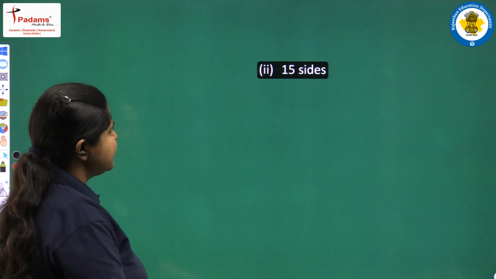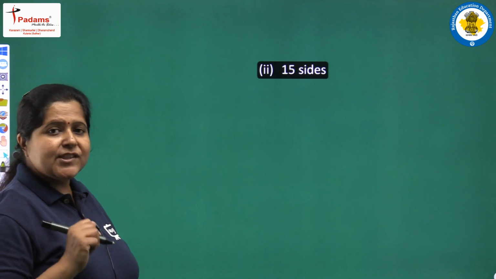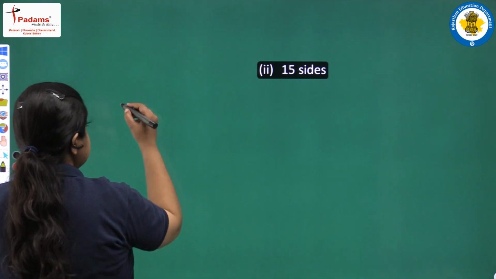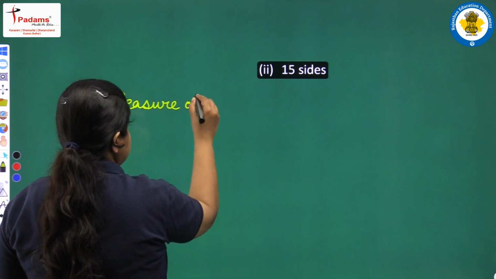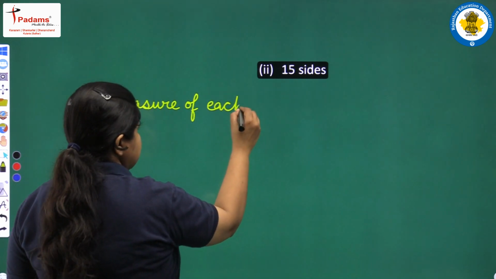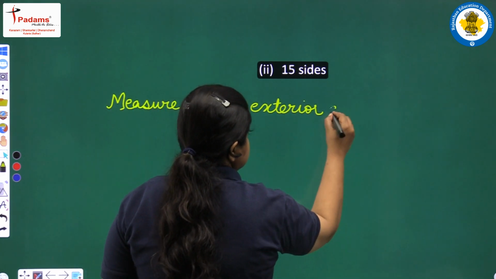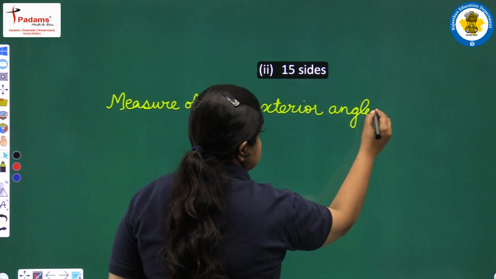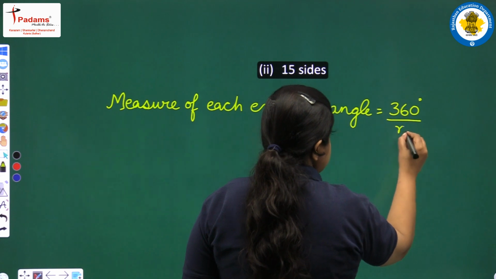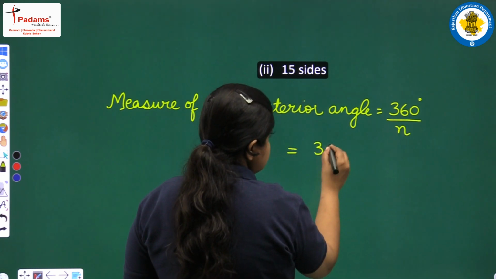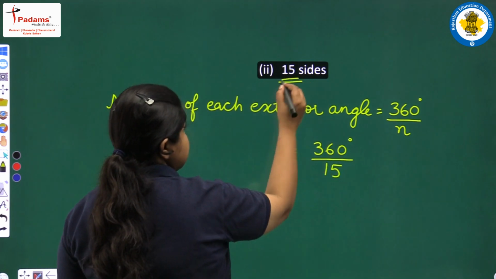We have one more part for this. If the sides are 15, then what will be the measure of each exterior angle? Again we write the formula, measure of each exterior angle is equal to 360 degrees upon n, and here it will be equal to 360 degrees upon 15. The sides are 15 here.